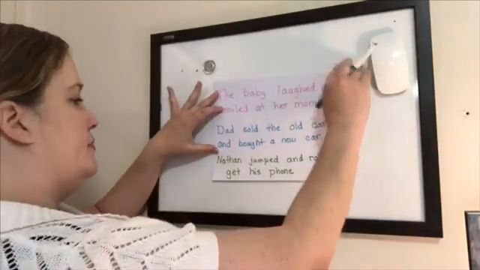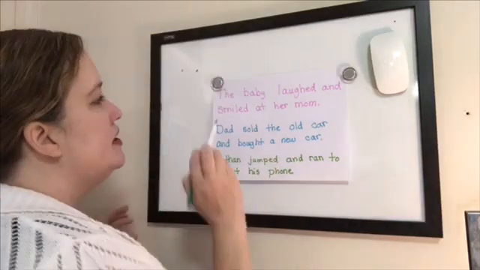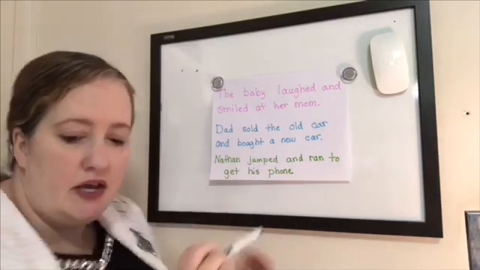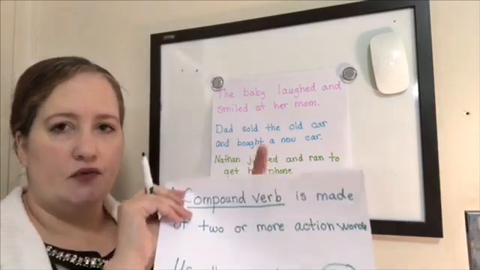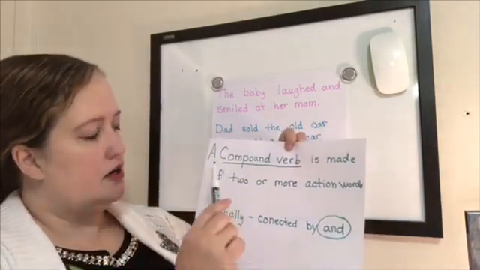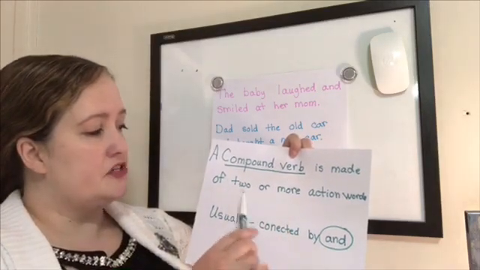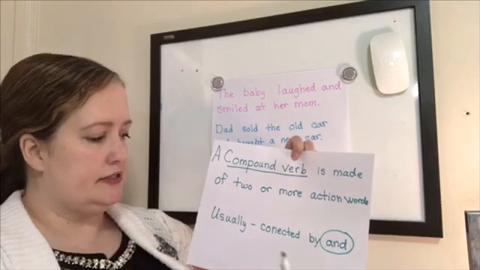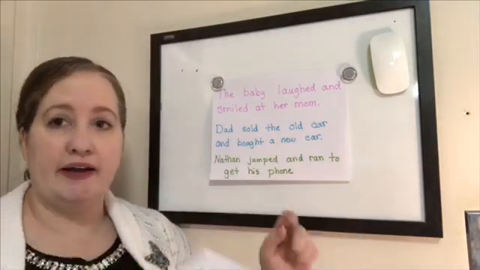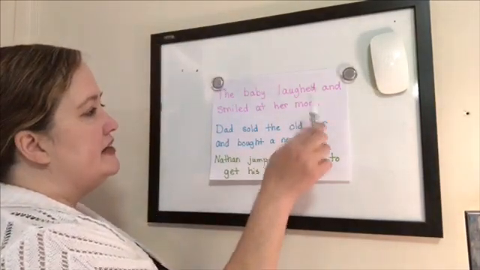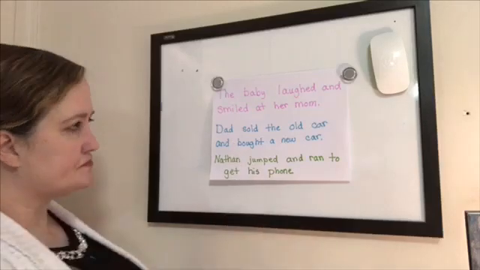And I've got a couple of sentences already written for us. The baby laughed and smiled at her mom. So remember, you were looking for compound verbs. A compound verb is made of two or more action words, usually connected by and. So the first thing you do is look for an action word and then look for another action word. The baby laughed and smiled at her mom.